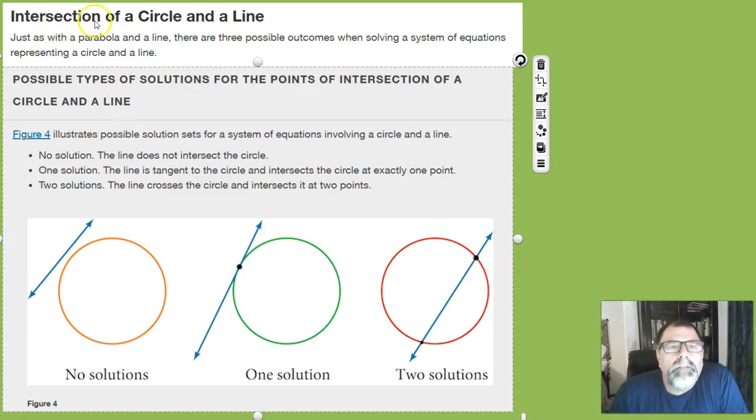Alright, so now intersection of a circle and a line. So there's also 3 possible outcomes depending on how the graphs line up. So if we have a circle and a line, they cannot intersect at all, so you would get no solution. You can have a tangent, and it just hits in one single point, so that would be one solution. Or the line can intersect the circle in 2 spots. So again, there's 3 possibilities. If you have a circle and a line, you can get 0, 1, or 2 solutions.